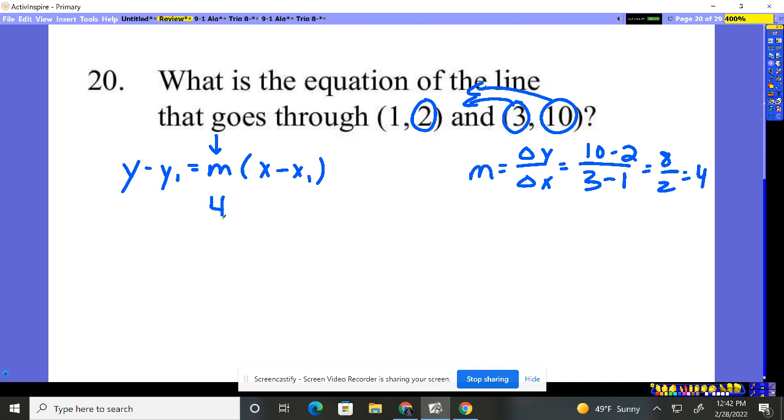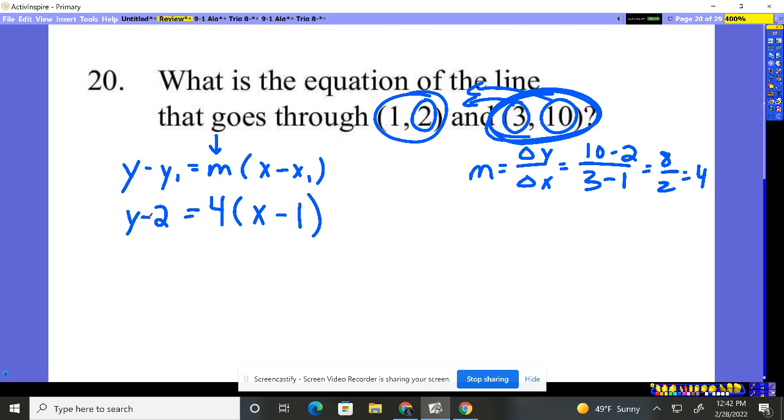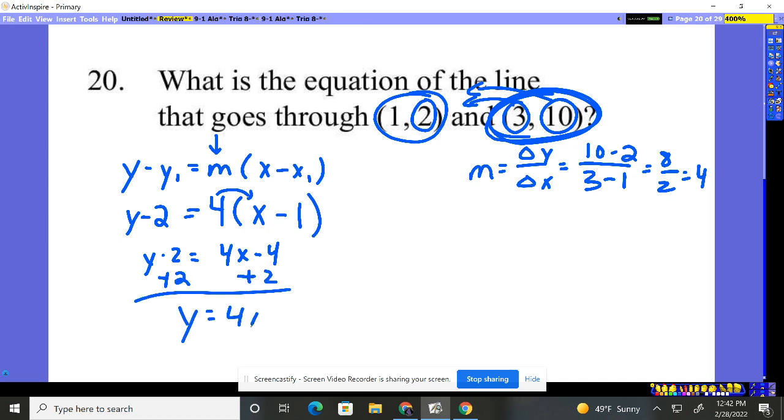Come back to this equation. There's our slope of 4. All I have to do is pick either one to use as my x sub 1, y sub 1. I'm going to use that one because the numbers are smaller. So the x sub 1 is a 1, and the y sub 1 is a 2. That's a minus. So I now distribute through: 4x minus 4. And now move my 2 over. Add 2, and we'll have our answer. 4x minus 2 is the equation that will go through both those points.